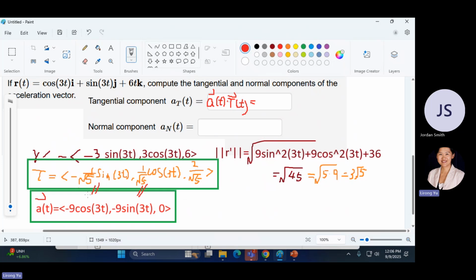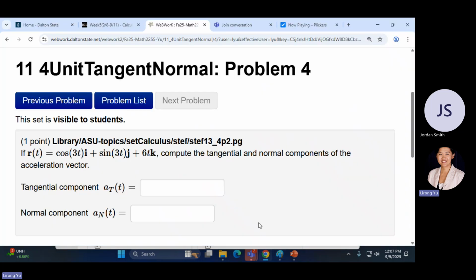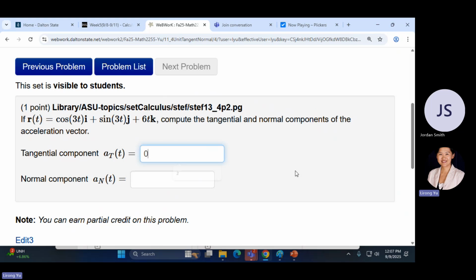So if we multiply these, it's positive 9/5 sine times cosine. These two is negative 9/5 sine times cosine. So essentially it's 0 then, right? 0. Which kind of makes sense. Remember, for a spiral, the tangent component is what's changing the speed. For a spiral, the speed does not change at all, so that part is 0. And then we have the AT.